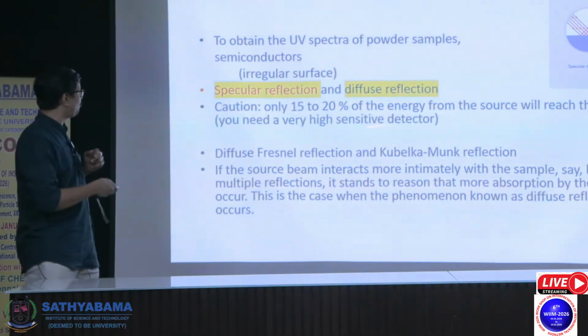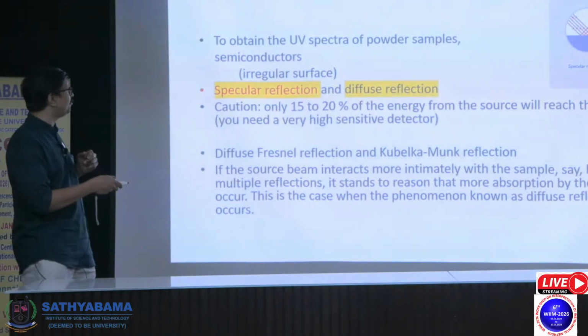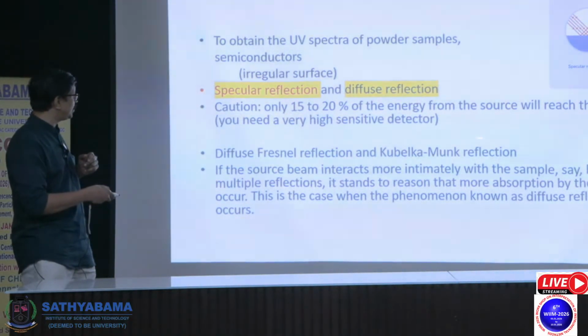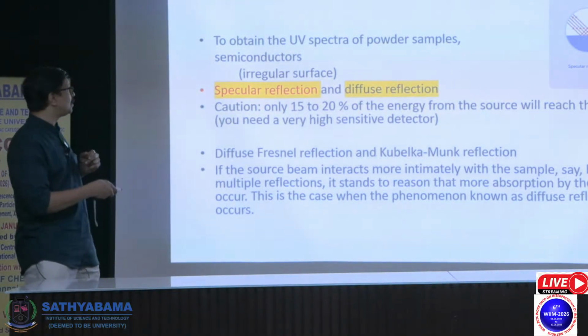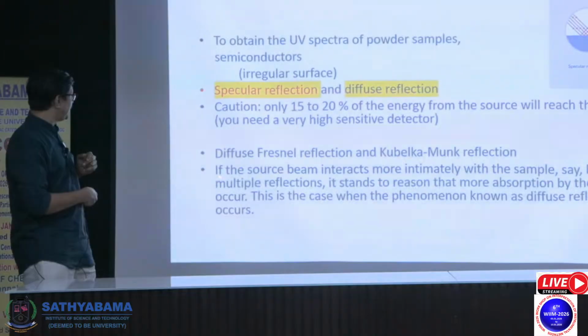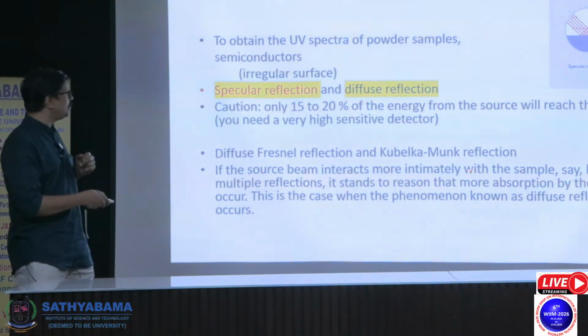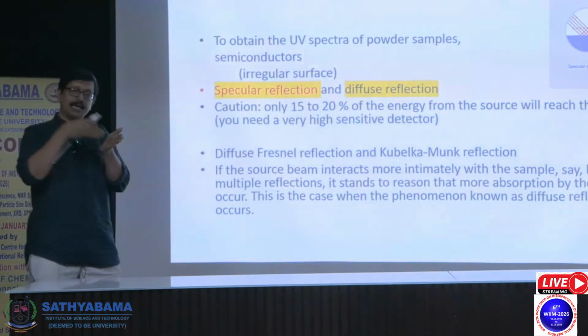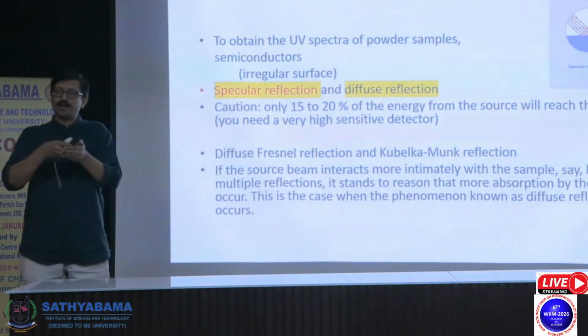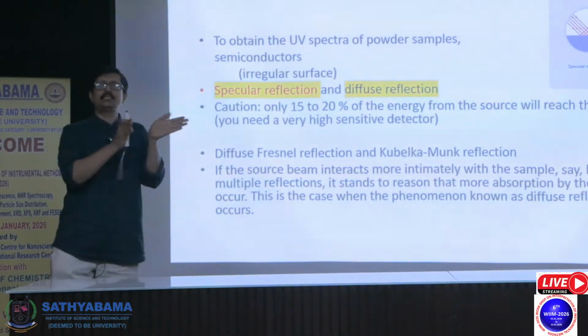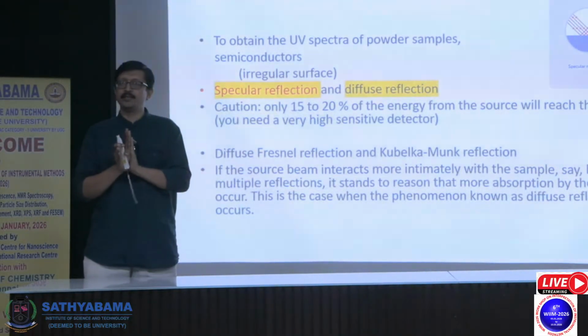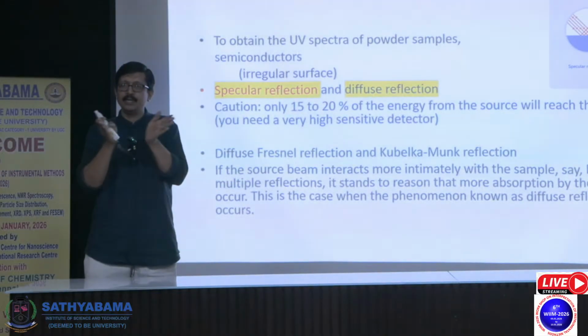There are two types of reflection even in the diffuse case, and most people work on the Kubelka-Munk reflection. I'll tell you what Kubelka-Munk reflection is in a minute. The idea is that if the source beam interacts more intimately with the sample by undergoing multiple reflections, it stands to reason that more absorption by the sample will occur. So it has to enter into the matter, refract, and come out, hitting wherever the irregular particles are, wherever absorption can happen. The more time it interacts, the better.